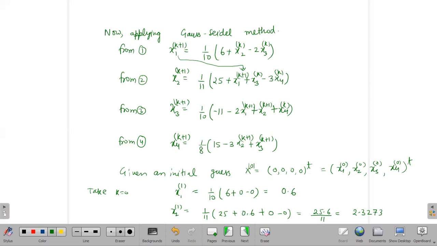So up to this you have found two new components from the k plus 1th iteration. Then in the third equation you use these components in place of x1 and x2. So x1 and x2 are found, you use these new ones, not old ones. This is not the Jacobi method. In Jacobi, we use previous ones only. But here you have to update all the values. x1 and x2 are already found, so use the new ones only, and x4 is not found yet, so you use the previous one.